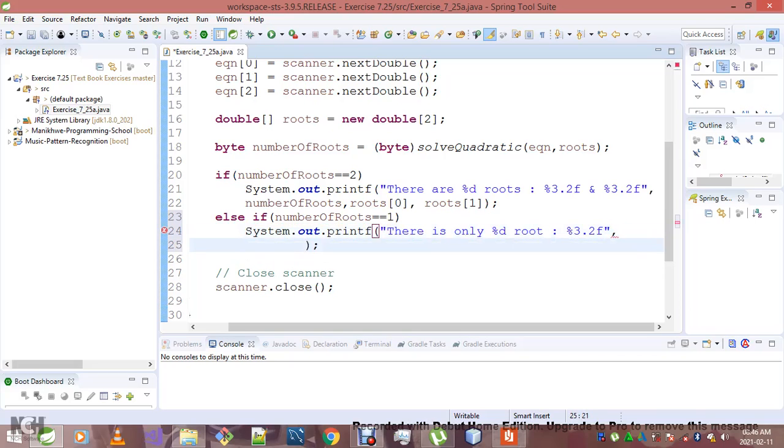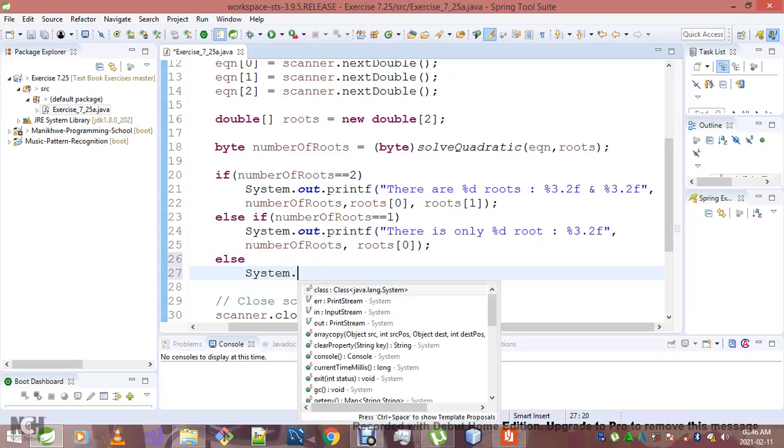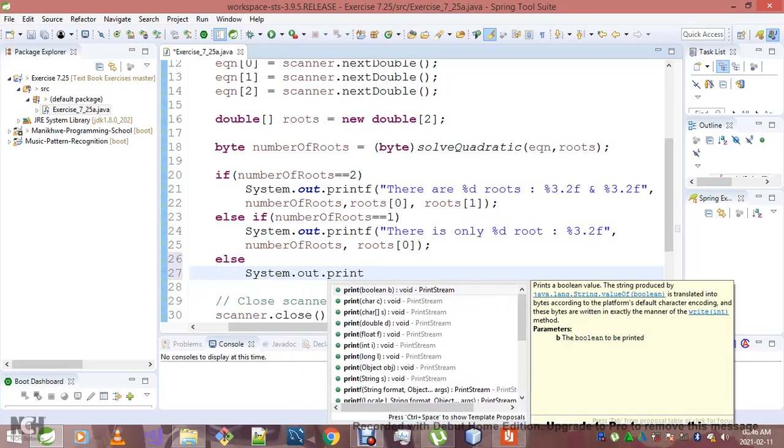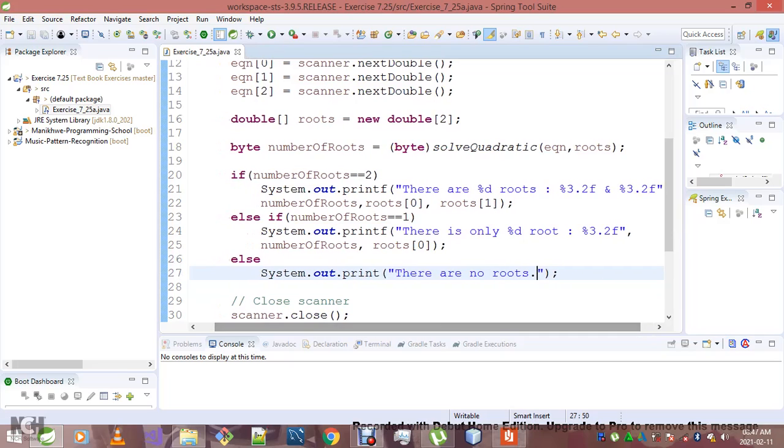Oh, now I want to pass two things. Number of roots at 0. Else, we know that we've got no solution. System.out.print there are no roots. Okay, let's see.